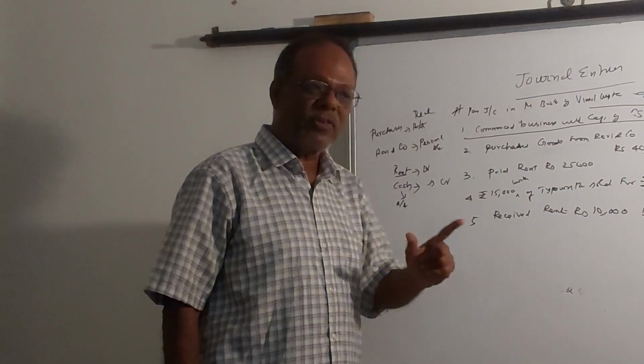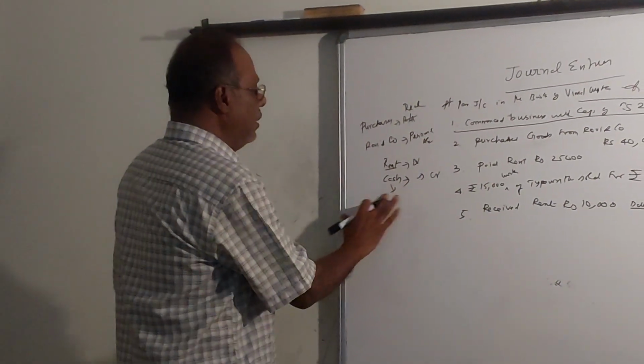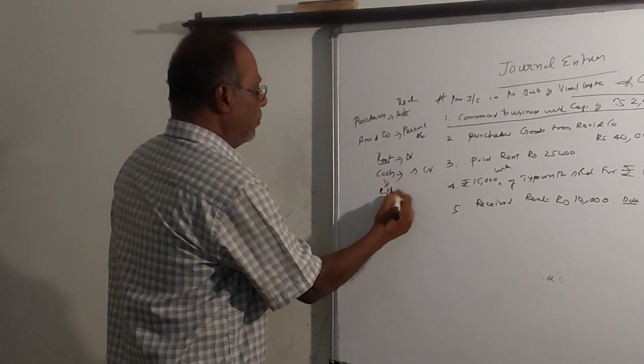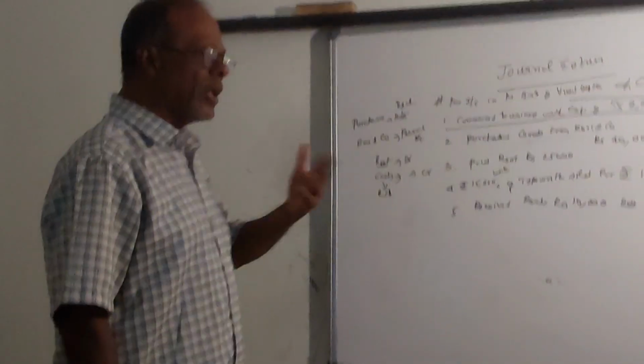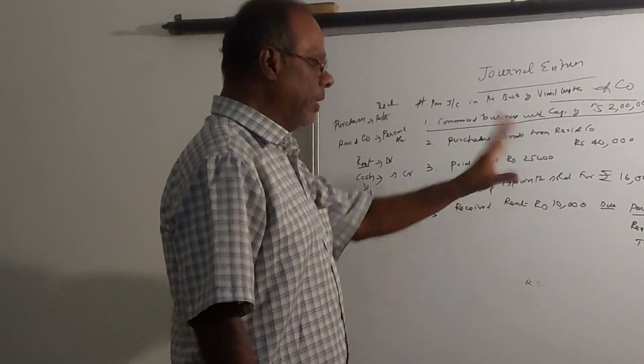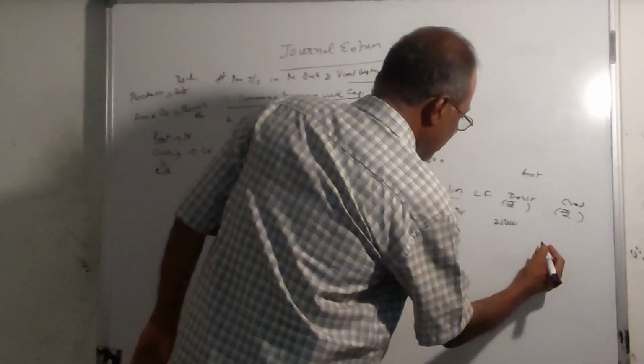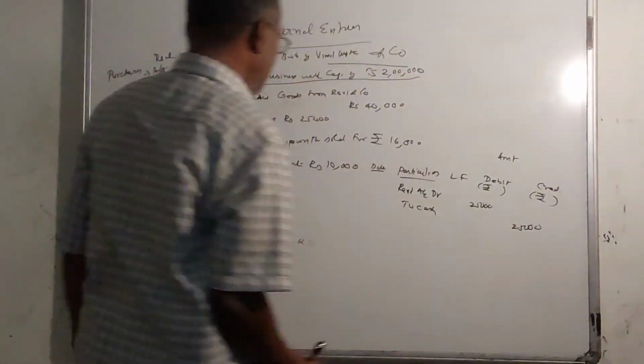Cash is what? Cash comes under real account, not the nominal account. What is the real account rule telling? Debit what comes in, credit what goes out. That's why, since cash is going out, I put it to the cash account, and the 25,000 amount is also credited.